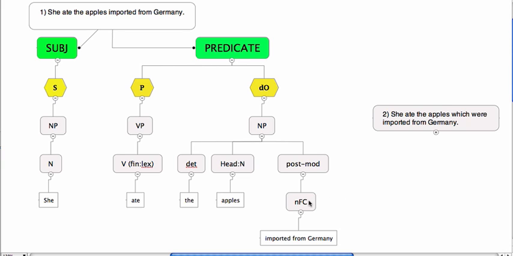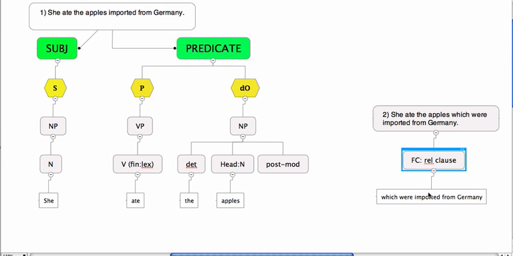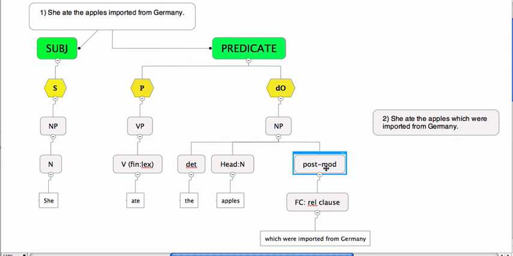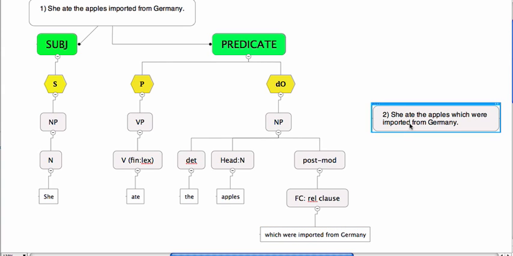Now, if instead of a non-finite clause there, if we were to take that away, okay, now if the post modifier had been instead realized with this, which were imported from Germany. So had it been this, then the post modifier here would have been realized by a finite relative clause, which were imported from Germany. So the sentence, if it were like this, 2 as opposed to 1, then this would be a complex sentence.